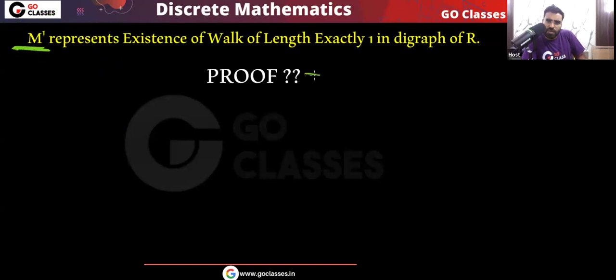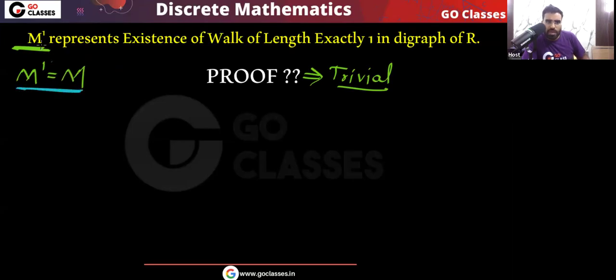So let's see for m power 1. That is trivial. For m power 1, the proof is trivial. What is the reason? Because what is m power 1? That is same as m. Okay. So you already know m power 1 represents walk of length 1.